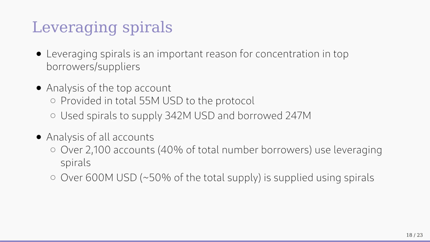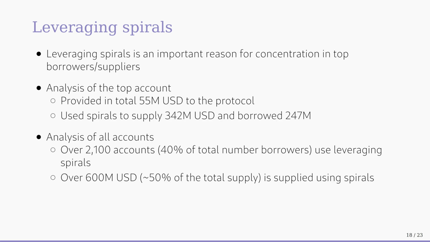In total, he seems to have provided around 55 million USD worth of money in the protocol, and then used this spiral to end up with a supply of 342 million and total borrows of 247 million. After checking, this user seems to be there mostly to try to get some COMP rewards rather than taking any sort of leveraged position on some other asset.